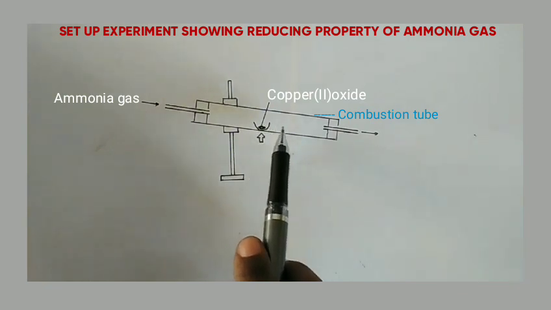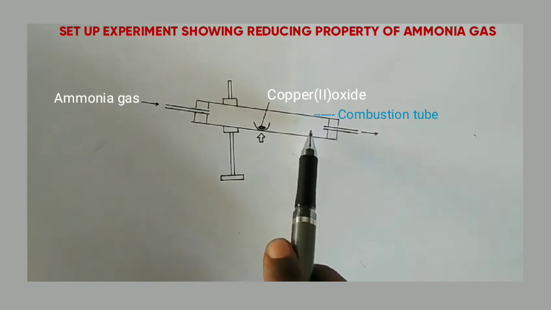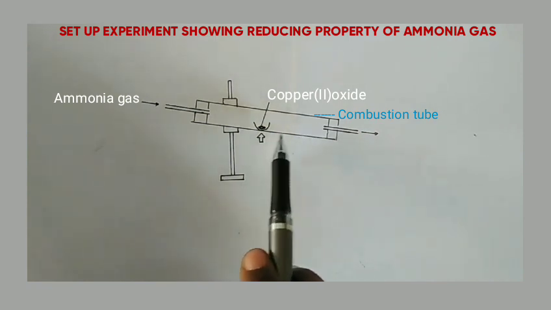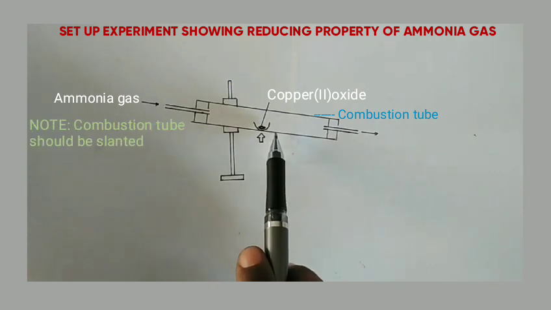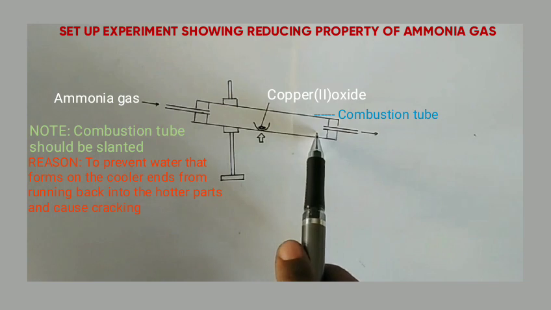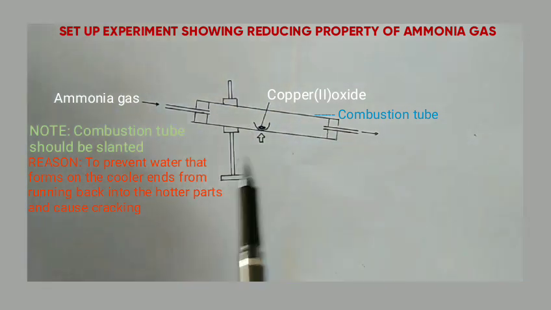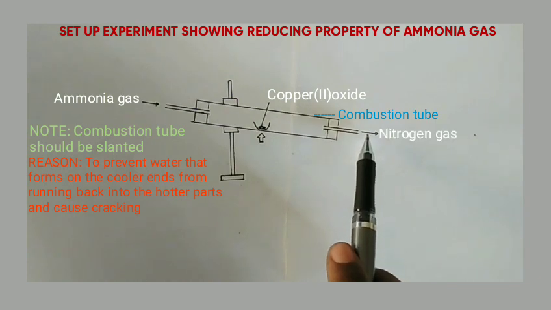Then, because the ammonia is oxidized to nitrogen and water, water is formed here on the cooler parts. The combustion tube here is slanted so as to prevent the water formed on the cooler parts from running back into the hot part and cracking the tube. The gas that escapes through this point here is nitrogen gas.